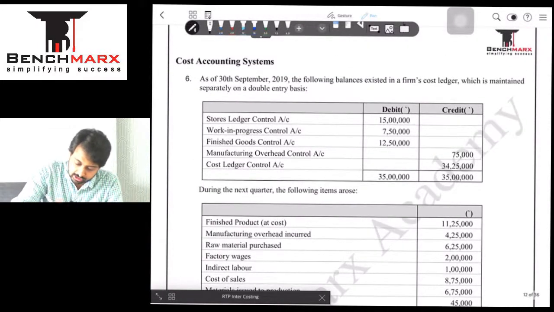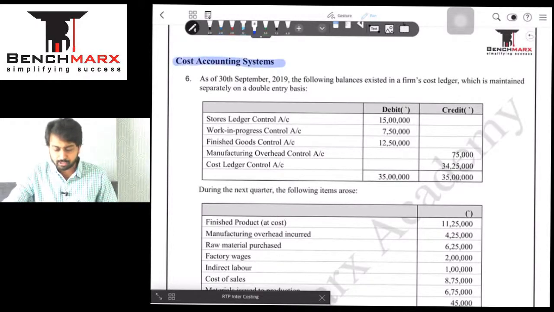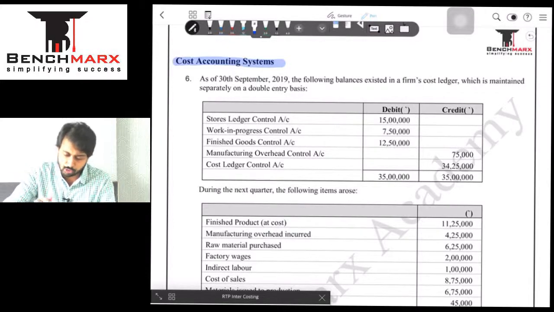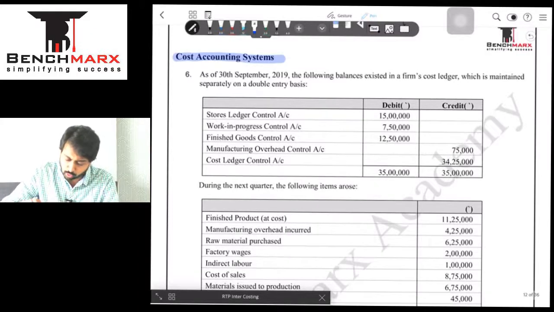I can see question number 6 is from the chapter of cost accounting system. Now, this is more like the chapter of integral and non-integral accounts as per the old syllabus. The name of the chapter is changed. It is now cost accounting system. So let's have a quick run through of what this chapter was.